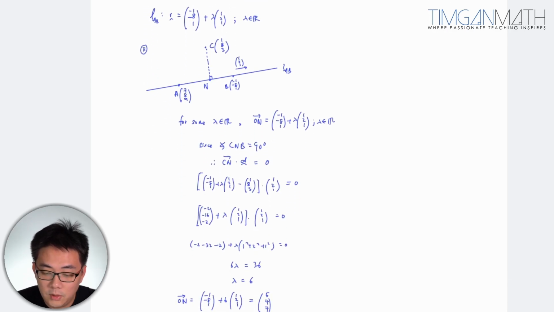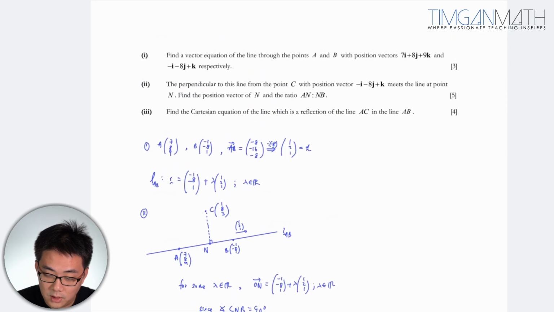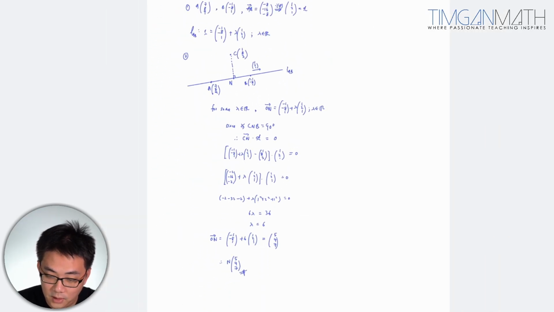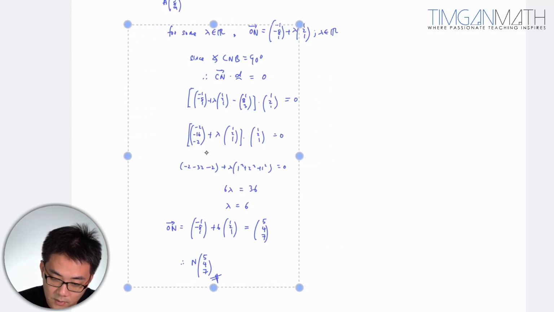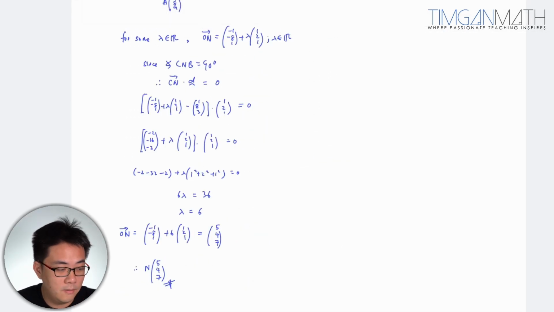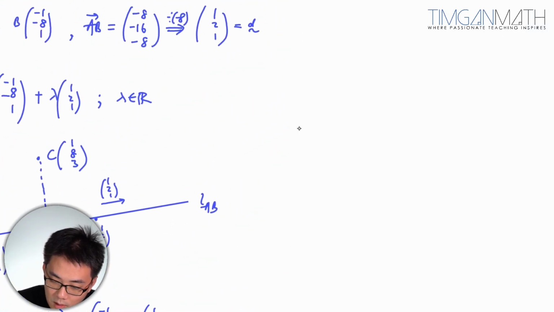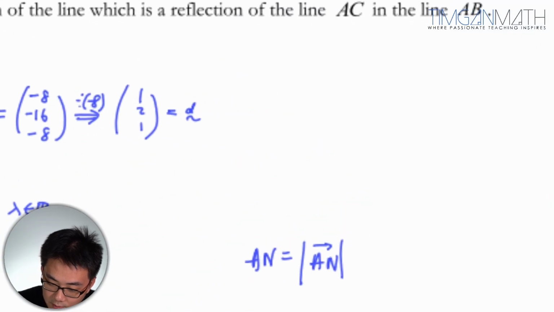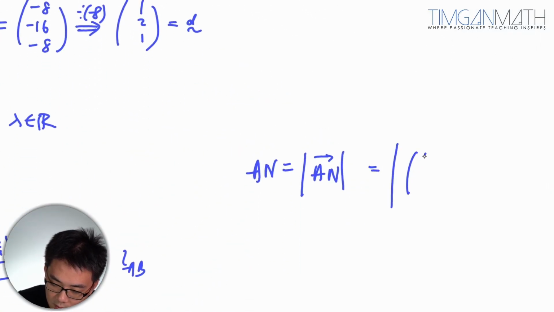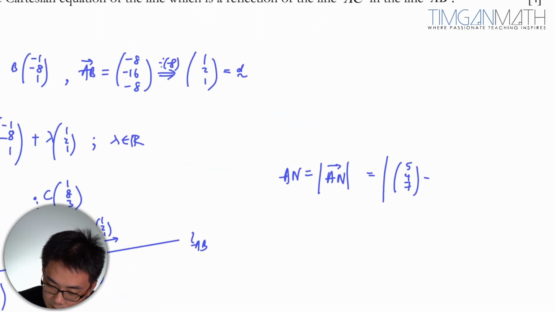That's pretty okay. After which you need to find AN to NB. I think that's also okay. We just need to find the lengths and divide. Nothing fancy there, I believe. So I'm going to find the length AN, which equals the modulus of AN. N is (5, 4, 7) minus A, which is (7, 8, 9).